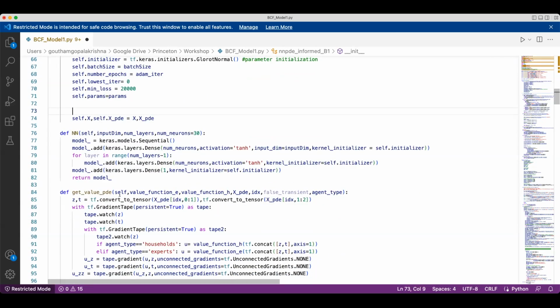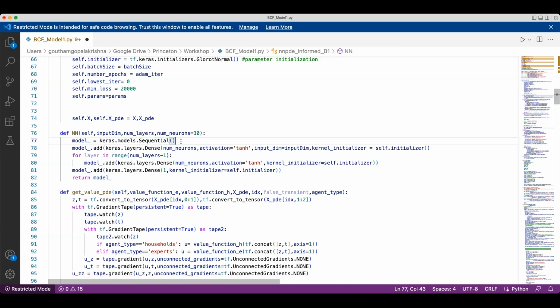Okay, here's how you define a neural network. You write a function, and then all of this can also be done in one line if you use Keras, but this allows you to have a lot more control over what kind of activation function you want. And also, if you want to use the same neural network object for both the value function of households and experts, you don't want to repeat stuff, so you just write it as a function, right? This is a function that takes an input dimension, number of layers, and number of neurons. You're going to use a fully feed-forward neural network, which is what the sequential model does.